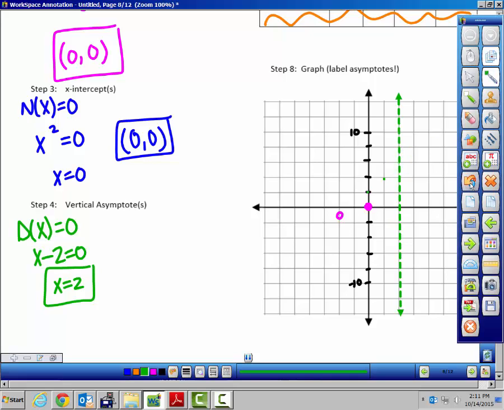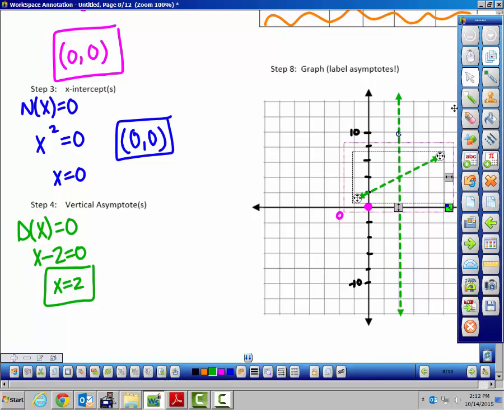Oh, and actually, because I scaled, I need to be careful. If I go up 1 square, that's actually going up 2. So if I do a rise of 2, I would have to do a run of 2. Or if I do a rise of 1, then a run of 1. So just be careful with that when you've scaled one axis and not the other. I'm going to stretch that out some.